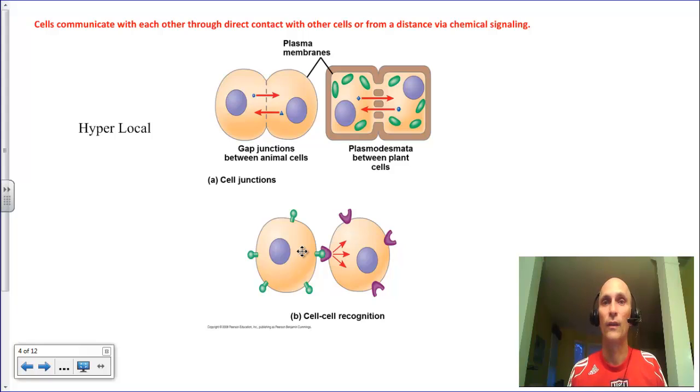And cell-cell recognition is what you see with white blood cells when they encounter a foreign invader. They may go ahead and attack that foreign invader because the receptors do not fit the same way on them that they do on cells that are like us. So we have lots of different ways that we can communicate. One of those is called hyperlocal.